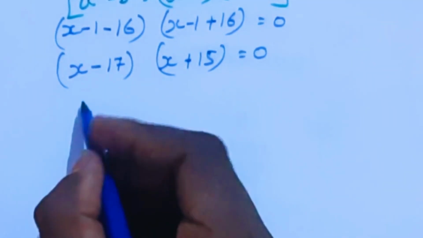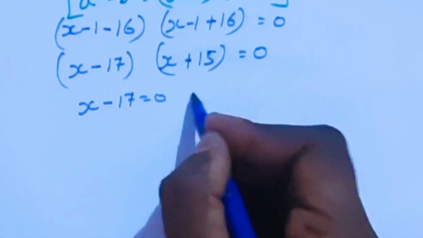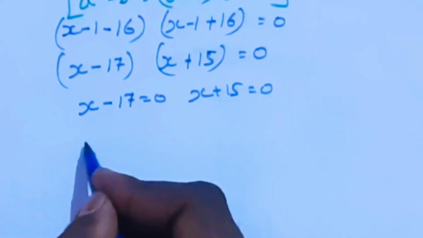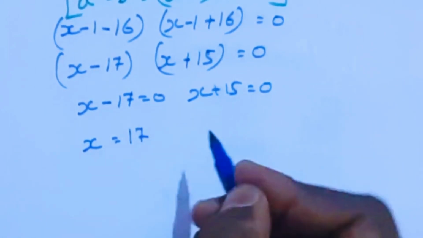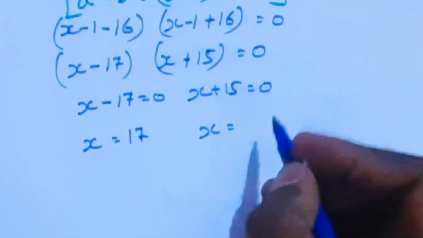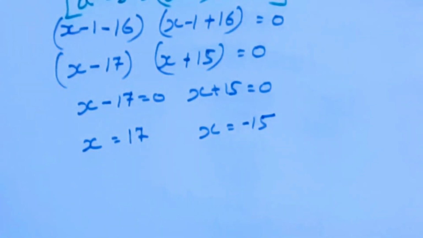Now from this we have two equations: x − 17 equal to 0, x + 15 equal to 0. Here x equals 17, and here x equals, moving this 15 to the right hand side, minus 15. We have found the same answer in the second method.